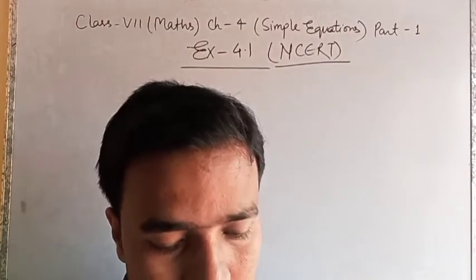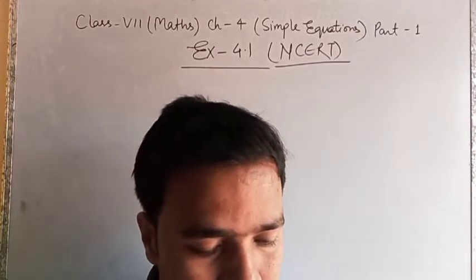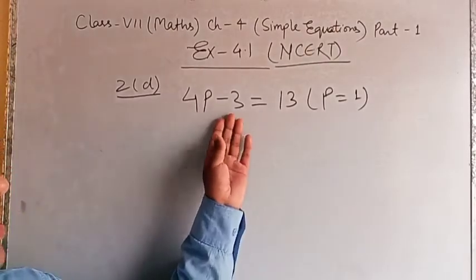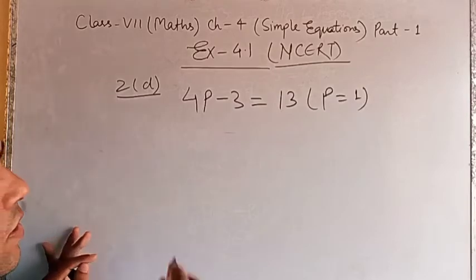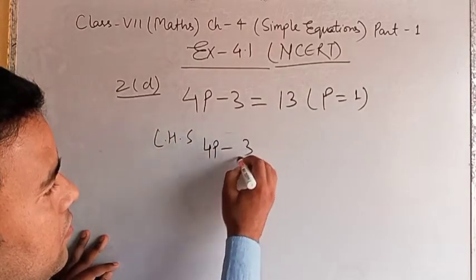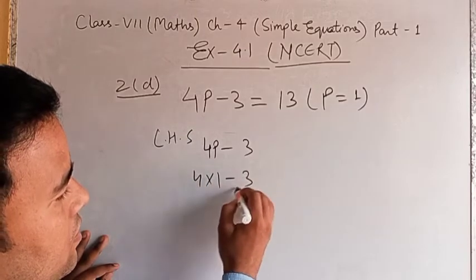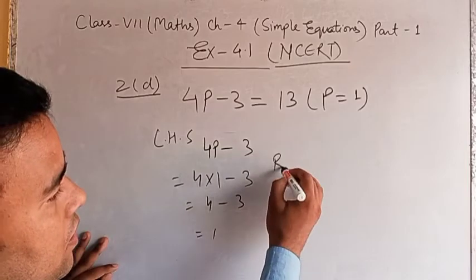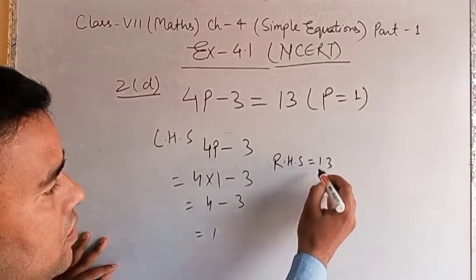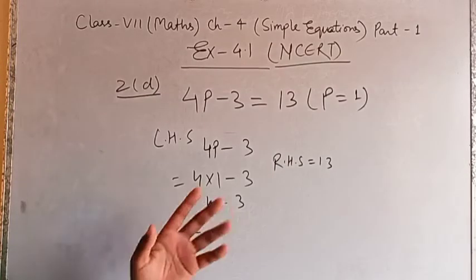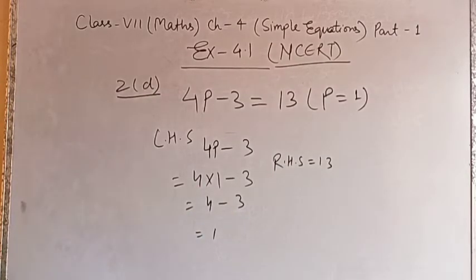Second way you can do like that. Part D I am telling you. 4p minus 3 equal to 13. In left hand side put the value of p. 4 into 1 minus 3. 4 minus 3 equal to 1. Clear? And right hand side what? 13. Right hand side is 13. Left hand side is not equal to right hand side, means it is not a solution.